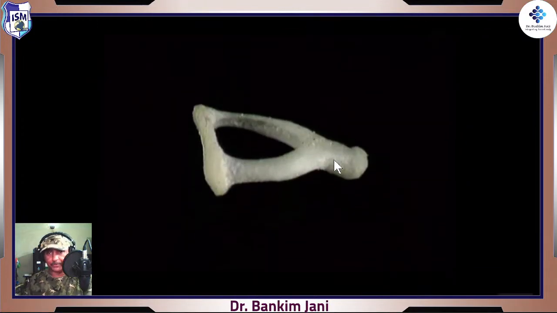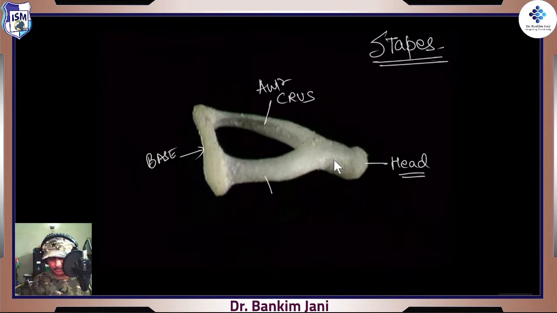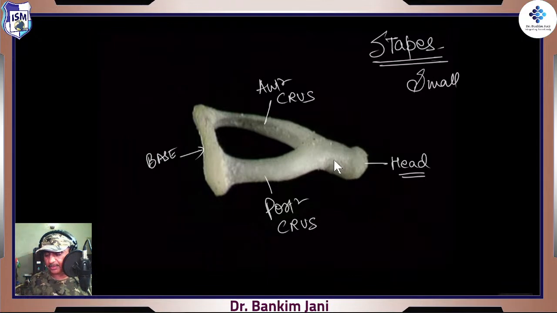Okay, so here is our first bone. In fact, it is the third bone: malleus, incus, stapes. This one is stapes. It has one head end, and the second one would be the base, and then there are two crura, the anterior crus and the posterior crus. The important thing is that this stapes is pretty small, but its importance is tremendous. Now, if you see the base, this base is oval-shaped.